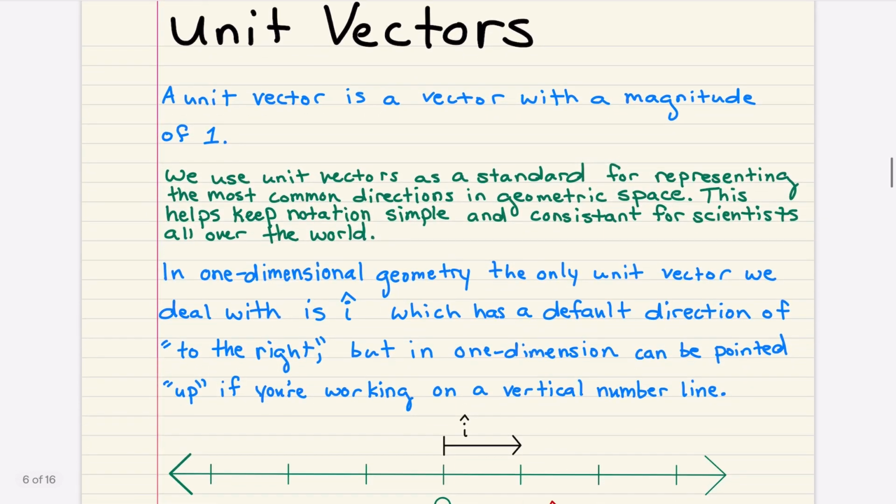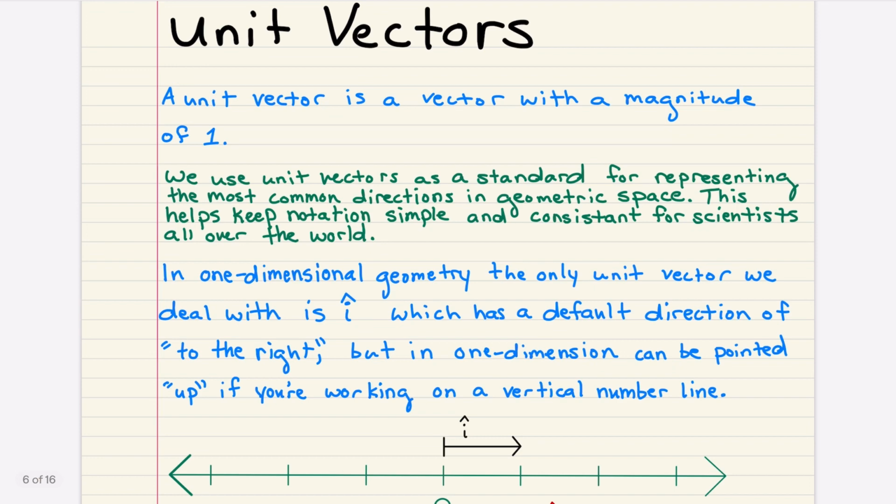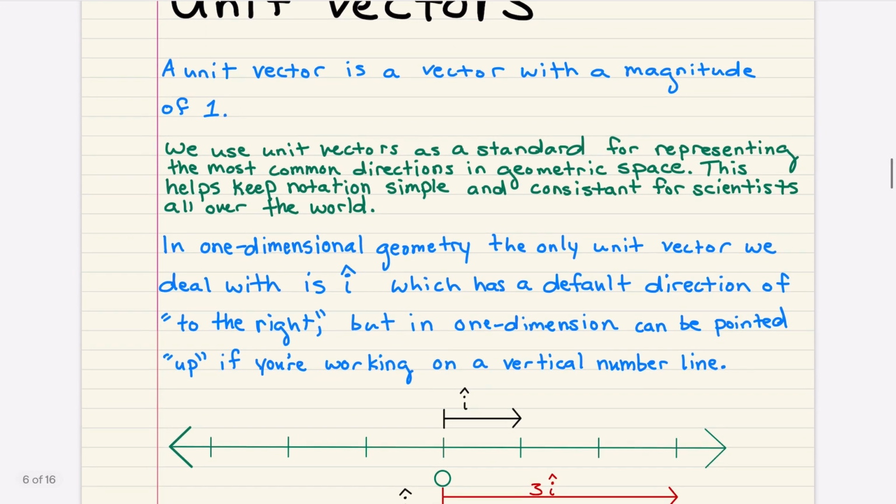So a unit vector is a vector with a magnitude of 1. All right, so we use unit vectors as a standard for representing the most common directions in geometric space, basically up and down or left and right. All right, at least when we're talking about two dimensions. So this helps keep notation simple and consistent for scientists all over the world.